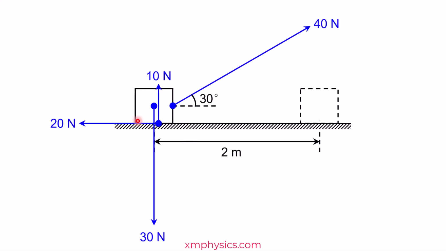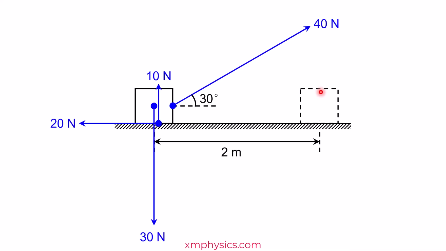Hello, we have here a block being pulled by a 40 newtons force which is inclined at an angle of 30 degrees to the horizontal. As the block is being dragged along, it experiences a constant frictional force of 20 newtons. At the same time, there's still the weight of the block, 30 newtons, and there's a normal contact force of 10 newtons. So the question is, 2 meters down the road, what will be the KE of the block?